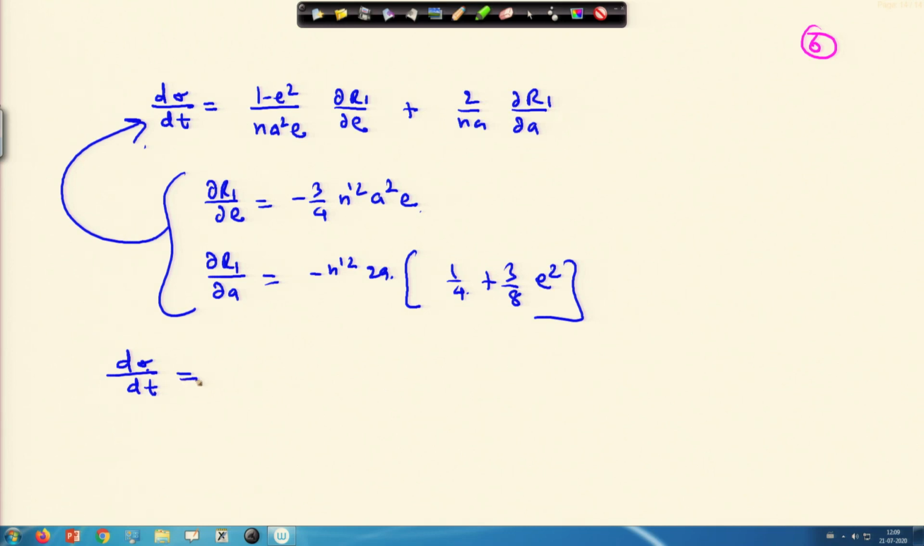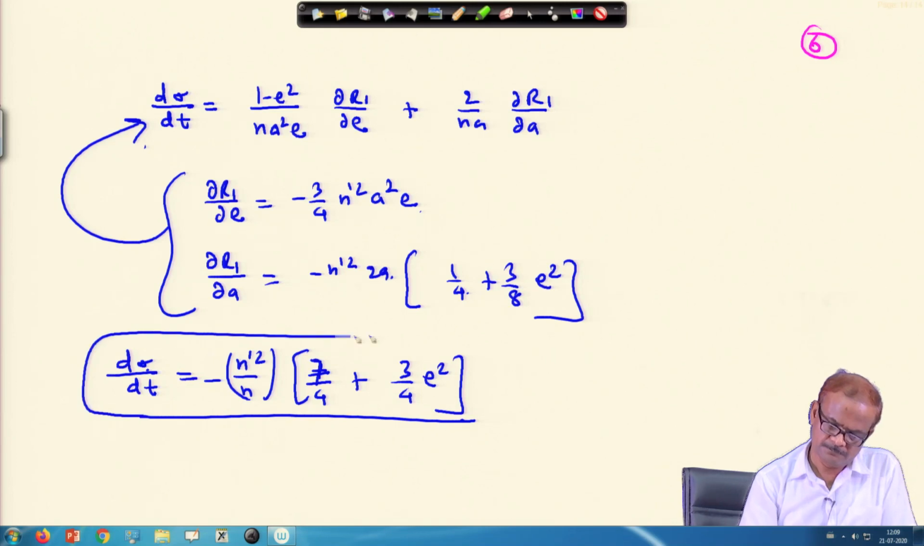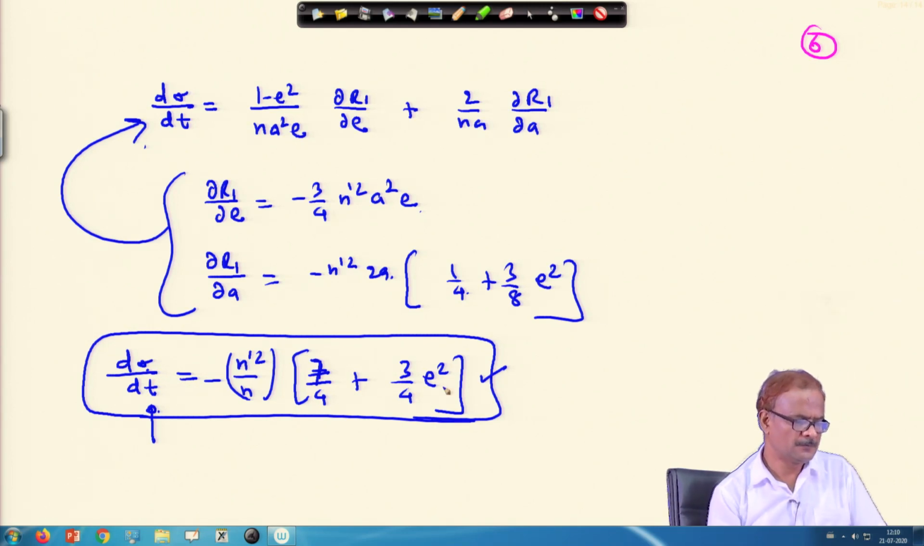If you work it out, the whole thing will result in minus n prime squared, I am skipping some of the steps, times 7 by 4 plus 3 by 4 e squared. So, you can see that this is just dependent on t, and this will be a factor of t. This is also a secular term. So, this way these terms are giving rise to the secular perturbation.